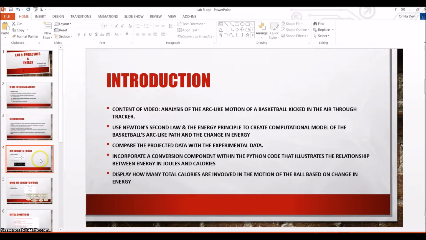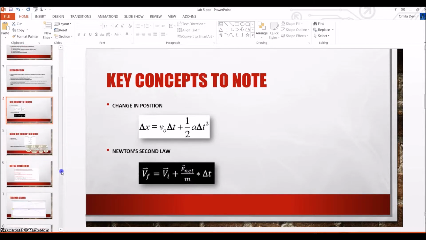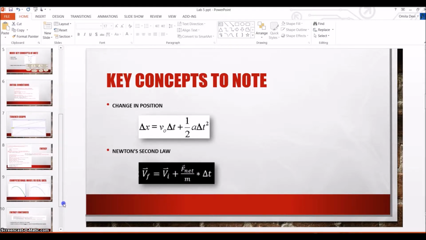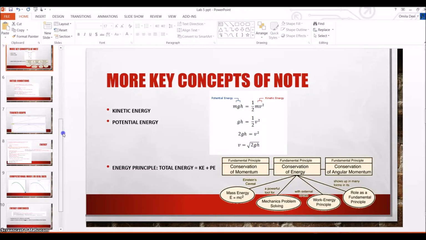There were several key concepts to note before diving into the analysis of the ball's motion. The most fundamental, obviously, is the change in position, which is delta x equals initial velocity times delta t plus 1/2 a t squared. Newton's second law was also key, in terms of the final velocity equaling initial velocity plus acceleration times time, and acceleration equaling the net force over the mass of the system, which in this case was the basketball.